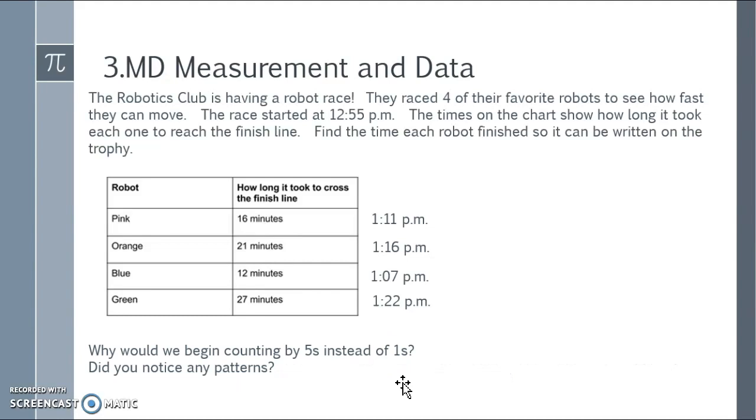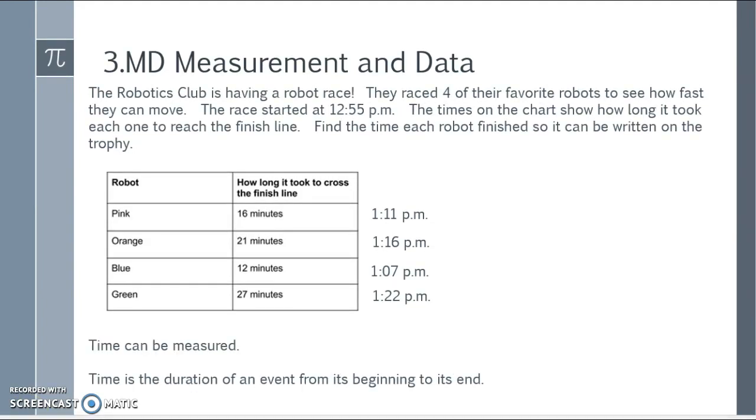Why would we begin counting by 5s instead of 1s? If you think about that for a minute, it makes more sense because we have a long distance to go, and it's easy to count by 5s on the clock. We certainly could count by 1s, but it would take us a while. Sometimes we don't necessarily want the quickest way, but the way that makes the most sense. And did you notice any patterns as you were going along? This activity shows us that time can be measured, and that time represents the duration of an event from its beginning to its end, no matter what time it starts.